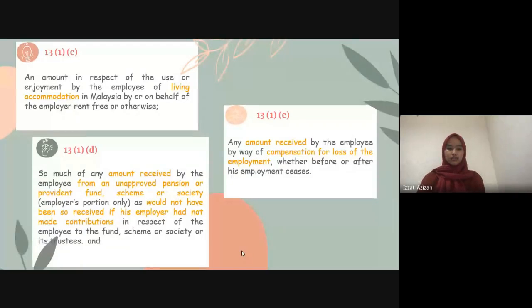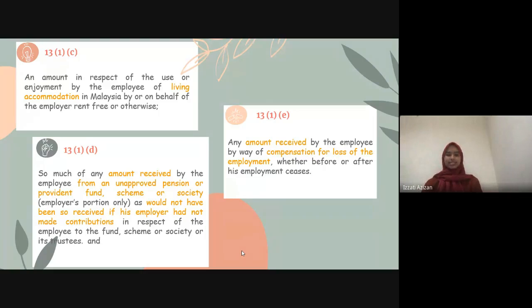Next, section 13, subsection 1C states the amount in respect of the use or enjoyment by the employee of living accommodation in Malaysia by or on behalf of the employer, rent free or otherwise. This living accommodation has three categories. First is living accommodation for an employee and or service director. Second is living accommodation for a director of a controlled company. And third is hotel accommodation for an employee or service director. These three categories have three different calculations of tax.